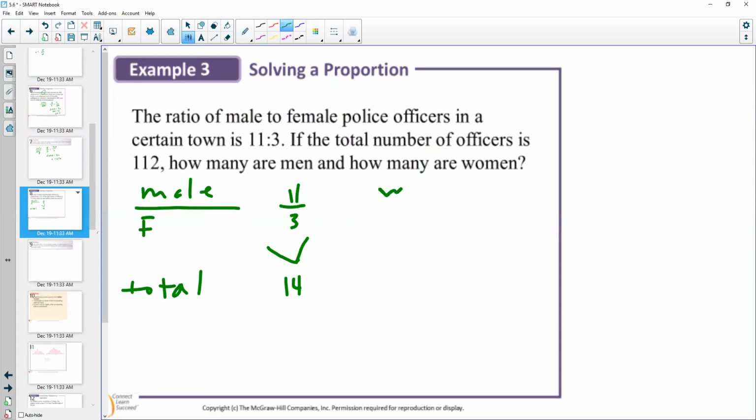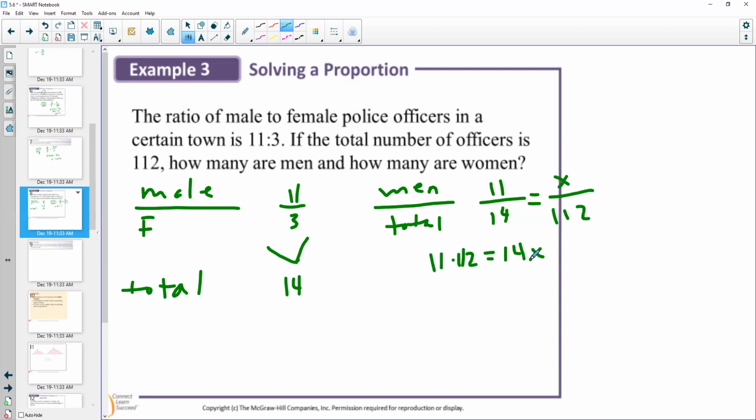Let's do men first, okay? Men out of the total. I know the ratio is 11 to 14 men out of total. I don't know how many men there are, but I know in total there's 112 people. So for that one, I'm going to do 112 times 11 equals 14x. 112 times 11 is 1232 equals 14x. Divide by 14. X is 88.